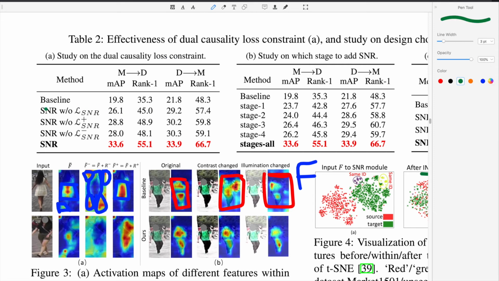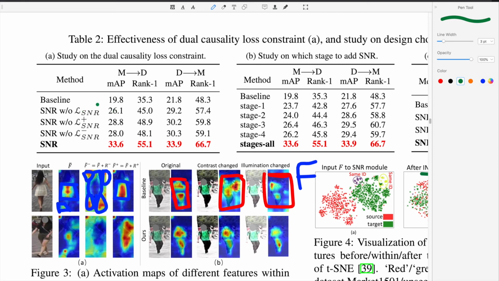So this is the baseline. This is the baseline performance, and this is the performance where it's just SNR without the SNR loss. And it was quite interesting because despite not having the dual causality loss, it still performs pretty well compared to the baseline. So I think this SNR module can not only be applied in the ReID task, but it can be just applied in general image-related tasks where we want to remove the style-related information for better performance in different domains, like autonomous car driving.